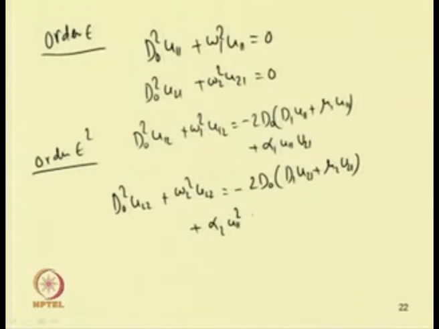So, in this order of epsilon, now one can write the solution of u 1 1 from this equation equal to a 1.